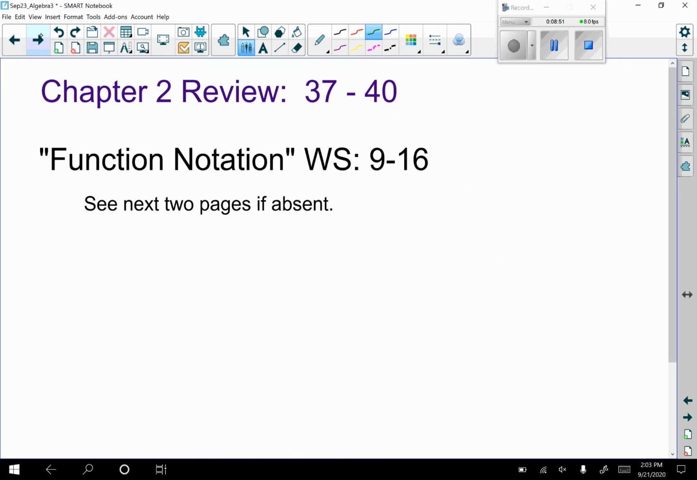All right, so there's a new worksheet that I will attach separately, but I'll show you on the next page as well. Go ahead and finish just up to 40, the Chapter 2 study guide, 37 through 40. This now deals with parallel and perpendicular lines. And then a function notation worksheet, just 9 through 16. So I'll show you that.